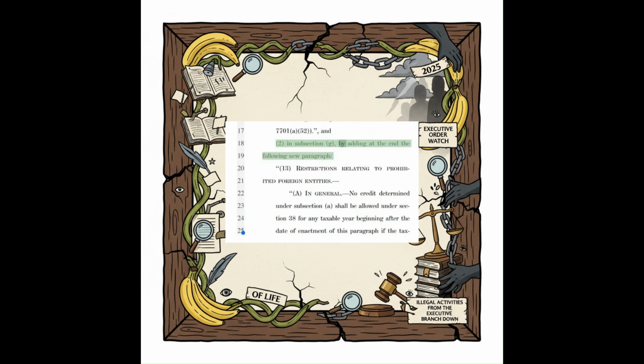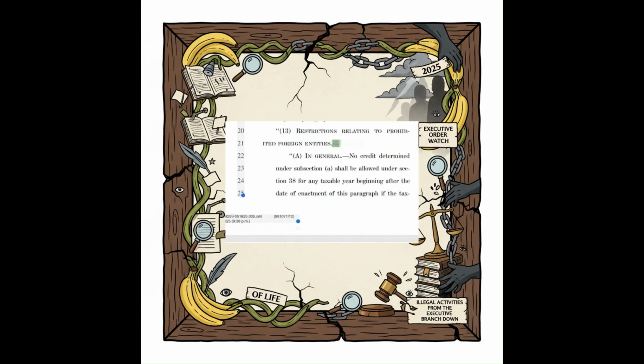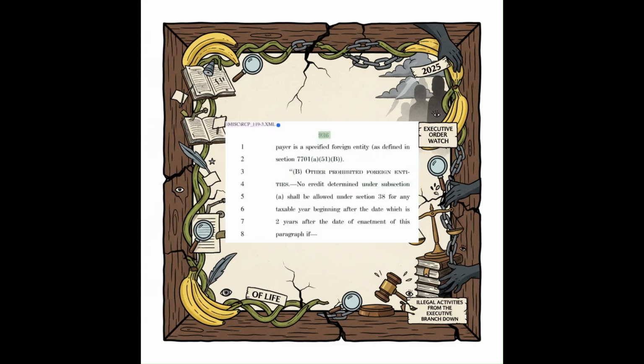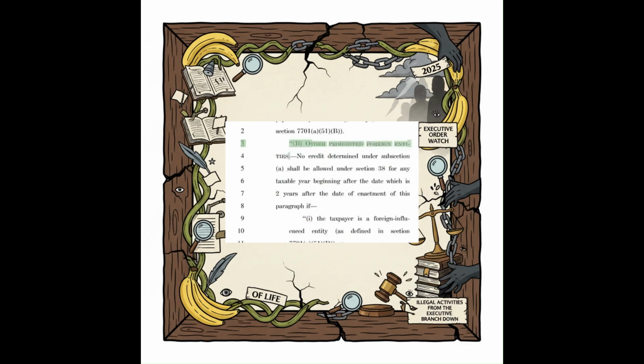In subsection, by adding at the end the following new paragraph. Restrictions relating to prohibited foreign entities. No credit determined under subsection shall be allowed under Section 38 for any taxable year beginning after the date of enactment of this paragraph if the taxpayer is a specified foreign entity.